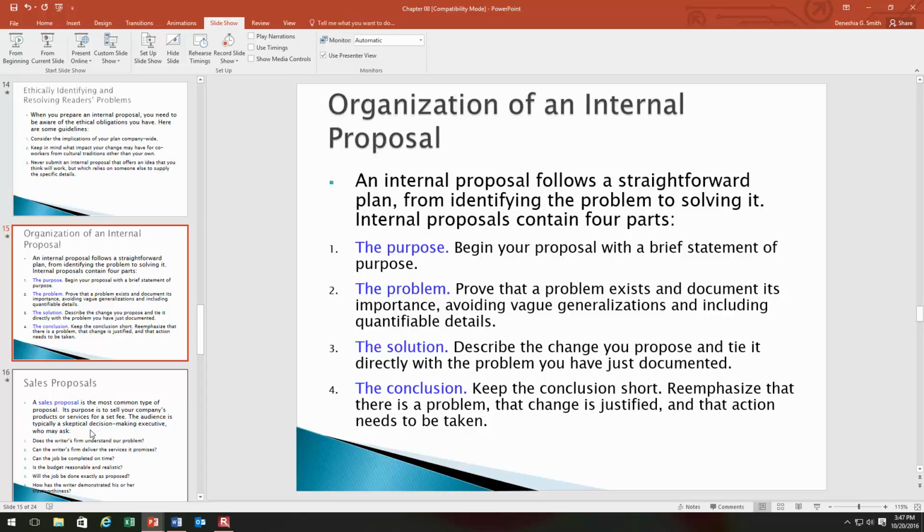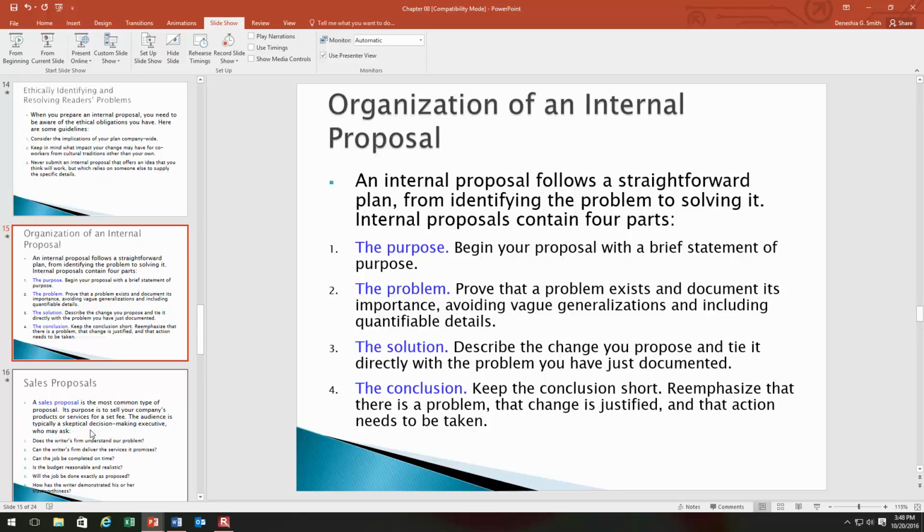This part talks about organization of an internal proposal, and then we'll talk about sales proposals for just a little bit, but we're coming to the end of this soon because we're going to get to talking about memos. And so an internal proposal follows a straightforward plan from identifying the problems to solving it. Internal proposals typically contain four parts: the purpose, the problem, the solution, and the conclusion. So typically, when you are creating a proposal, whether it's just a few pages or whether it's hundreds of pages, it usually has all of these components.